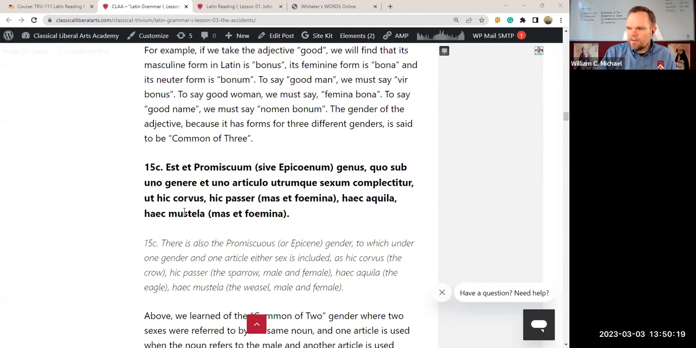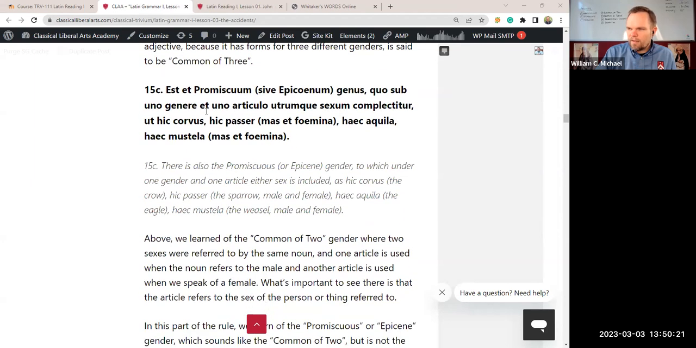Then we get down to the two more difficult ones. These can be a little confusing, and I want to just get through these quickly because we're just about out of time. We have the promiscuous and we have the doubtful. We read that the promiscuous gender is that under which, with one gender and one article, either sex is included. So this gets a little confusing, okay?